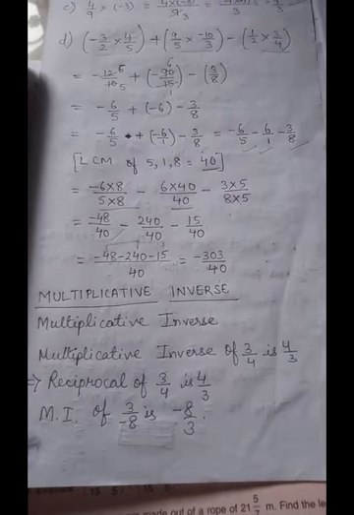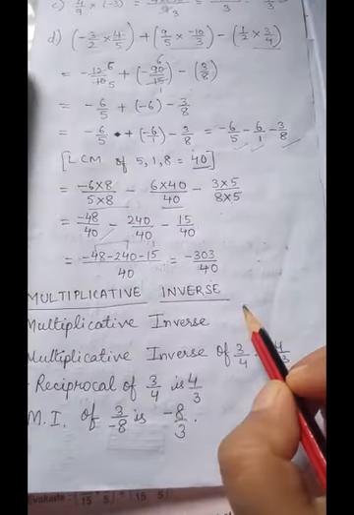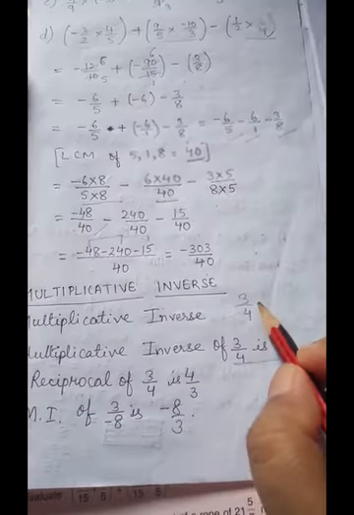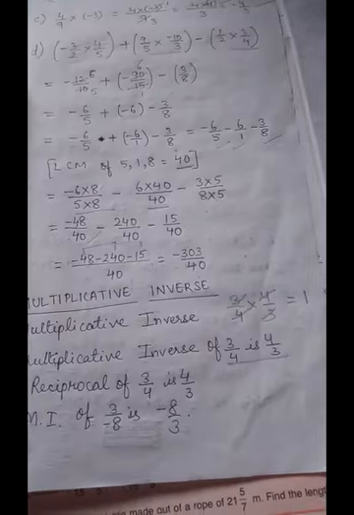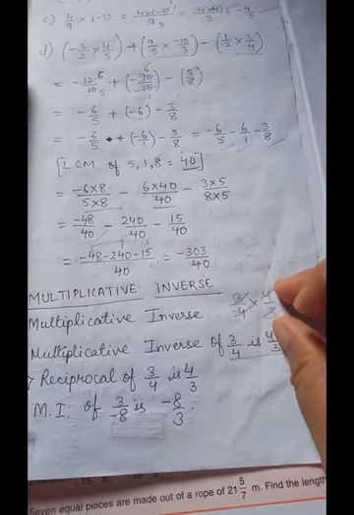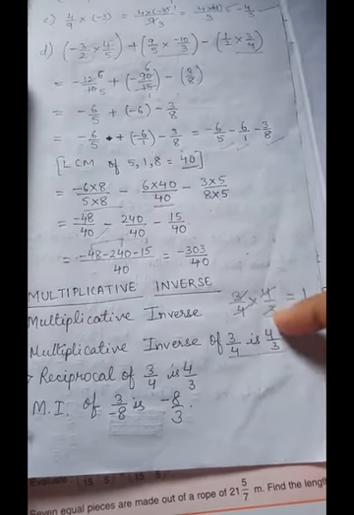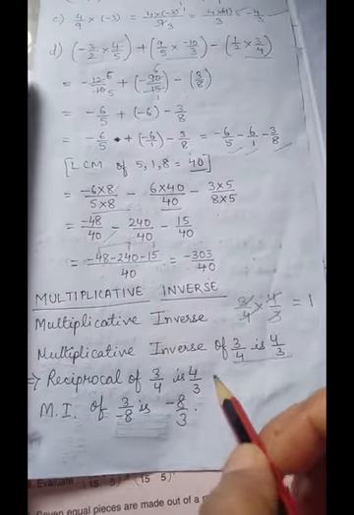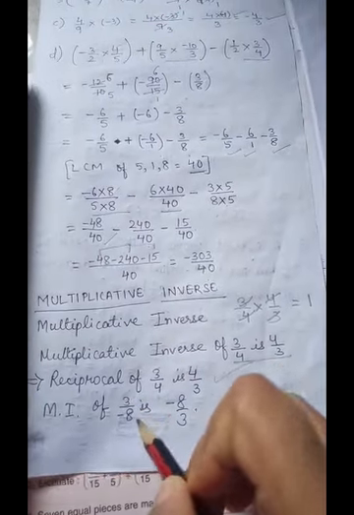Multiplicative inverse is basically the reciprocal, or you can say any number which gives you the product as 1. So for example, for 3 by 4, the multiplicative inverse is 4 by 3. If you multiply 3 by 4 with 4 by 3, your result will be equal to 1. So the definition of multiplicative inverse is a number which is the reciprocal of the given number, and their product is equal to 1. So the reciprocal of 3 by 4 is 4 by 3, and again the multiplicative inverse or reciprocal of 3 upon minus 8 is minus 8 upon 3.